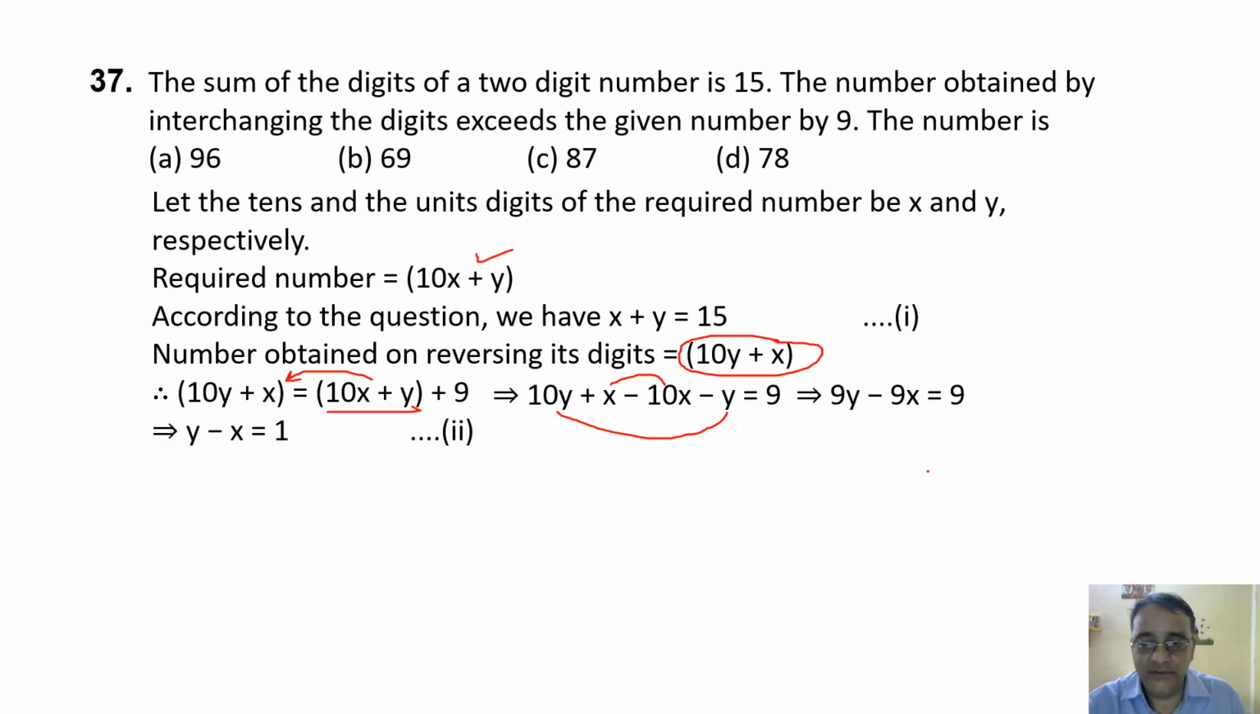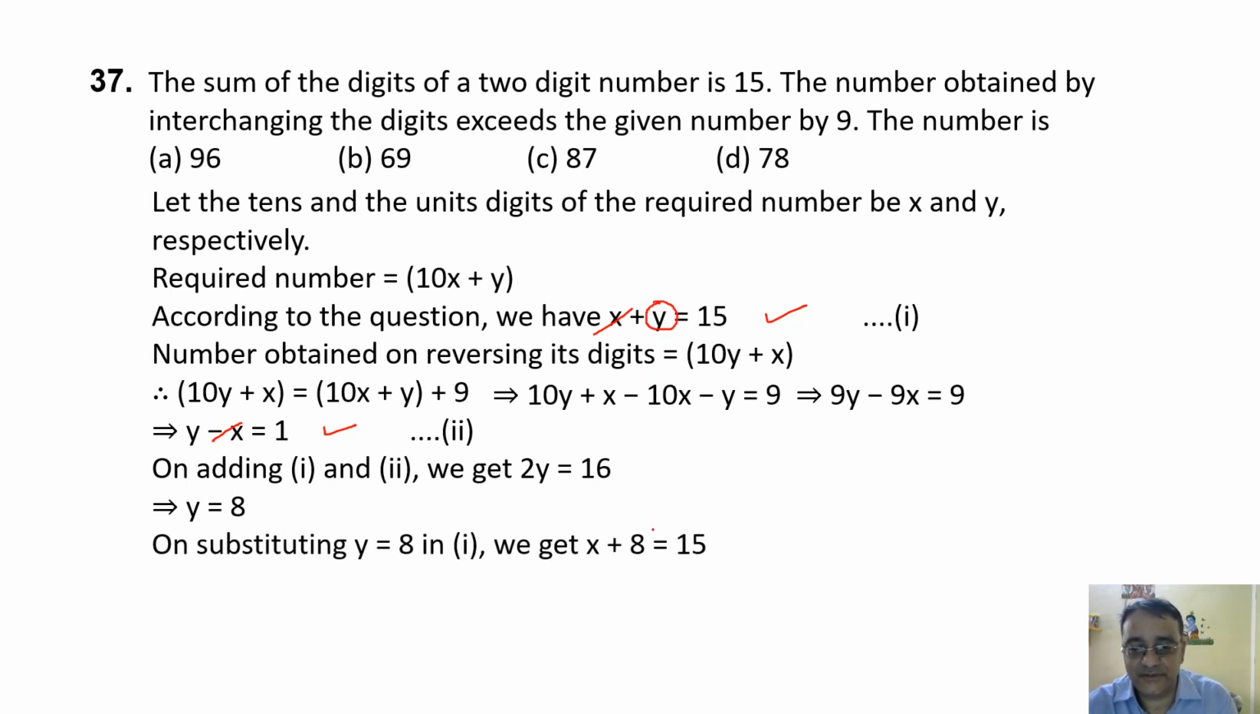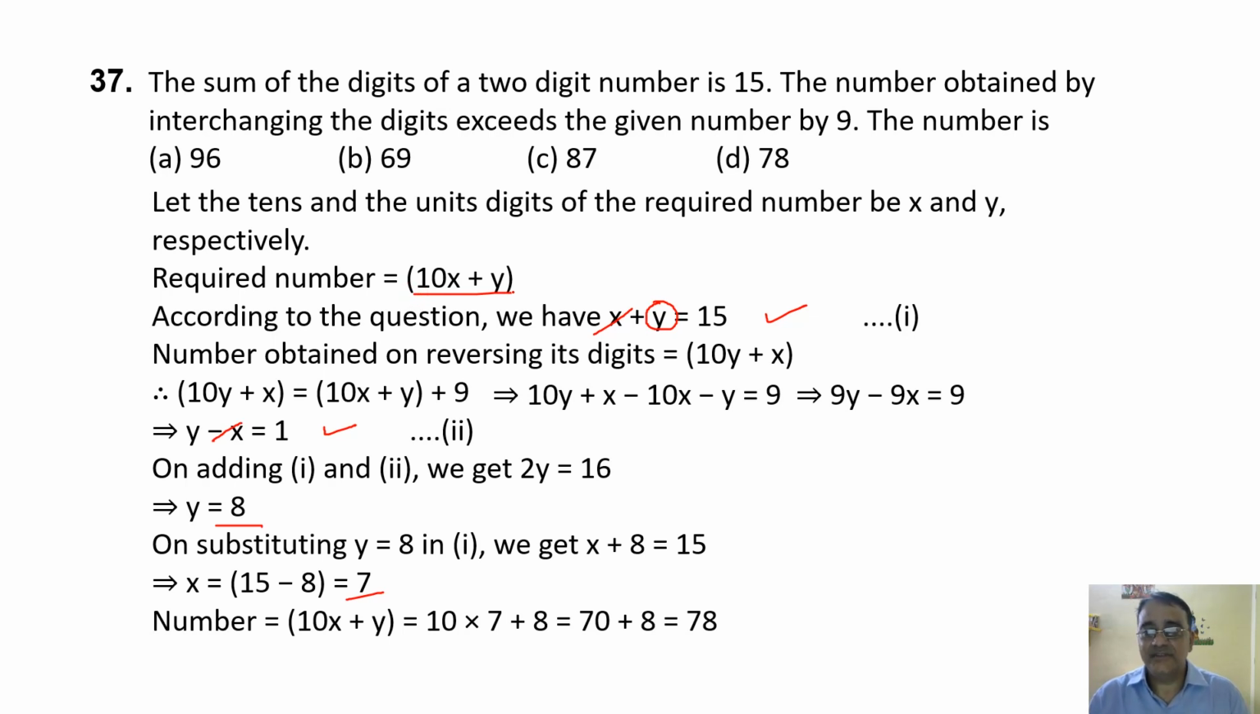Right, very good. Now we will add equation 1 and 2. This one and this one. So if we add, x will cancel. So we'll get 2y is equals to 16. So what is the value of y? 8. 8, right. Now substitute the value of y here. So you will get x plus 8 is equals to 15. So what is the value of x? 7. 7, right. So what is the number? 78. 78. If you substitute here also in this formula 10x plus y, then also you'll get the value 78. So which option is the correct one? Option D. Option D, right.